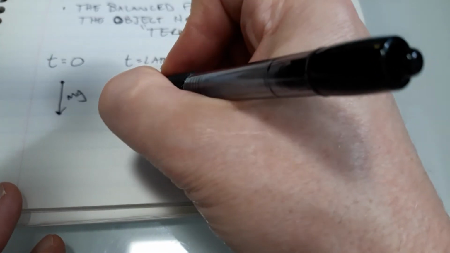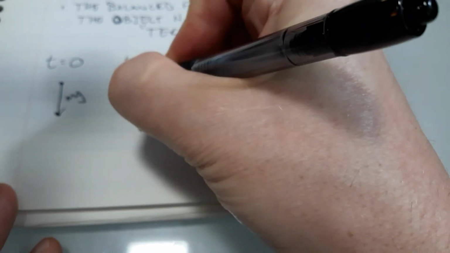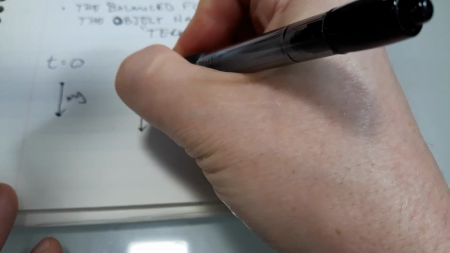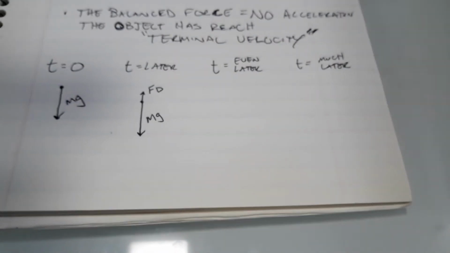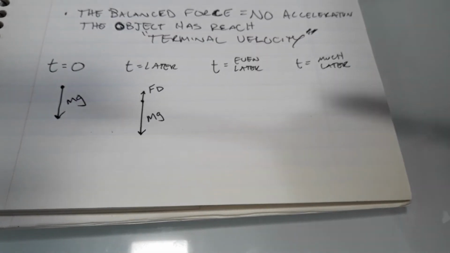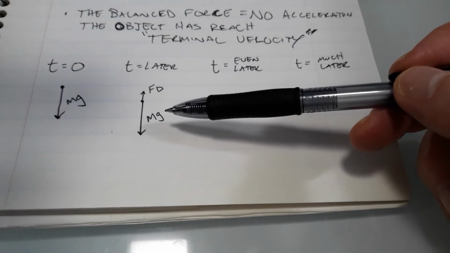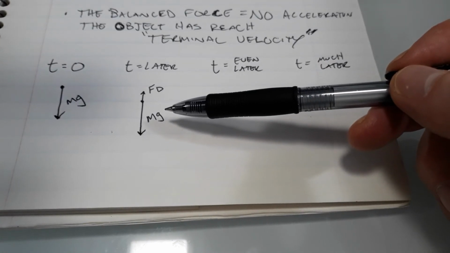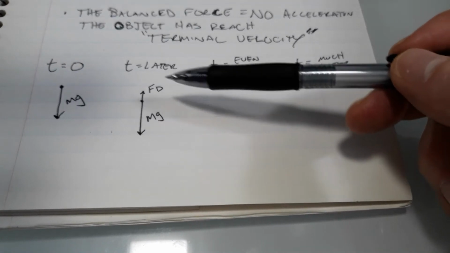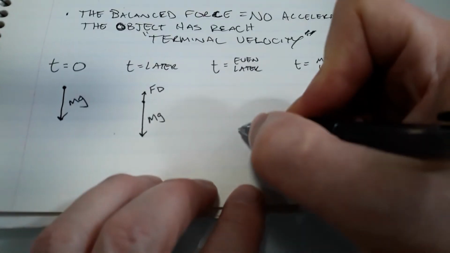So a little bit later, we haven't moved too far because we haven't had much time to pick up speed, but we have picked up a little bit of speed. And so as a result, there's a very small drag force. Now at this point, we're still accelerating because the downward force is still greater than the upward force. So we will still continue to accelerate, but the acceleration is no longer 9.8. So perhaps the acceleration at this point might only be 8 because there's a small drag force that's counteracting the weight.